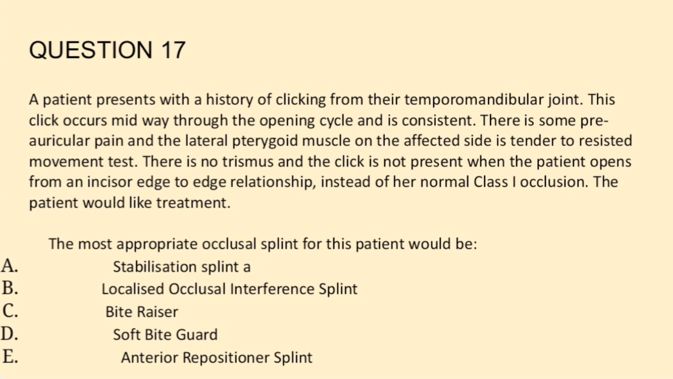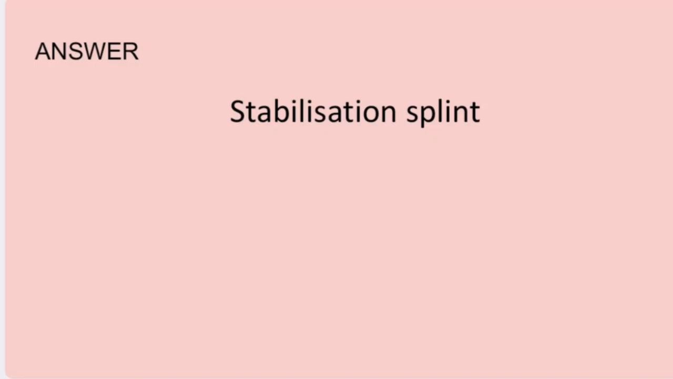The most appropriate occlusal splint for this patient would be A. Stabilization splint, B. Localized occlusal interference splint, C. Bite razor, D. Soft bite guard, or E. Anterior repositioning splint. The answer is stabilization splint.